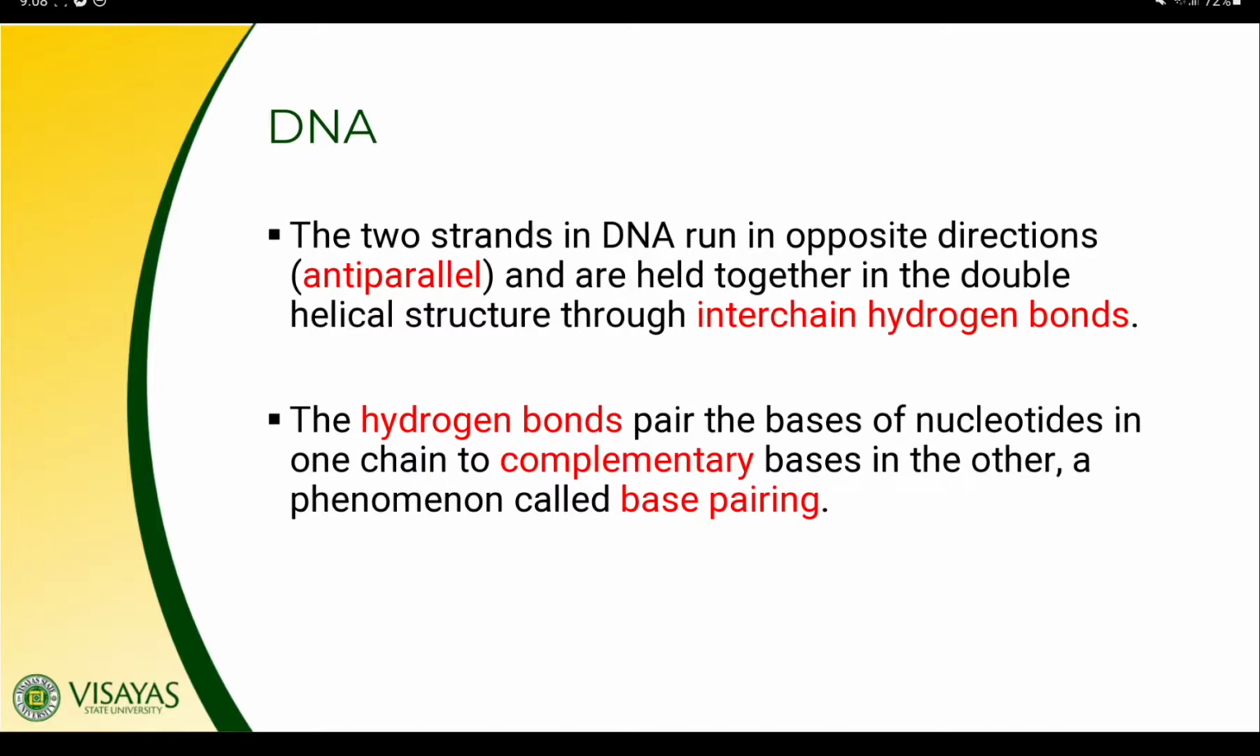So DNA again has 2 strands wound together, and these strands run in opposite directions. So they are anti-parallel, and they are held together in the helical structure through interchain bonds. When I say opposite directions, one runs from 5' to 3', while the other runs from 3' to 5'. Okay? So again, they are held together through interchain hydrogen bonds. These hydrogen bonds pair the bases of the nucleotides in one chain to the complementary bases on the other, and we call this base pairing.